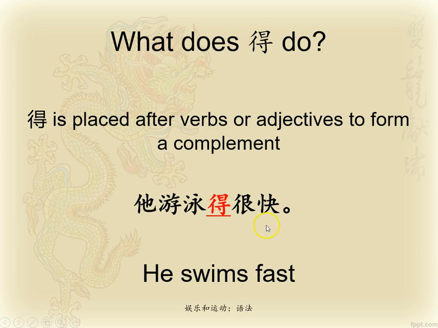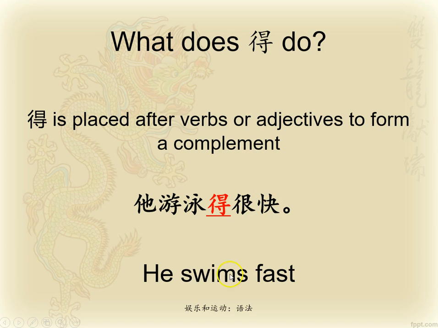So in the example shown here, it says 他游泳得很快. He swims very fast. Now the 的 has to go before the adjective, and the verb 游泳, to swim, is being used here. So the subject, the verb, the 的 particle, and then an adjective.